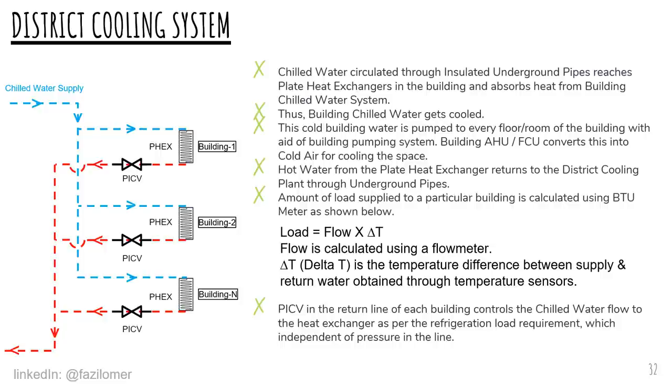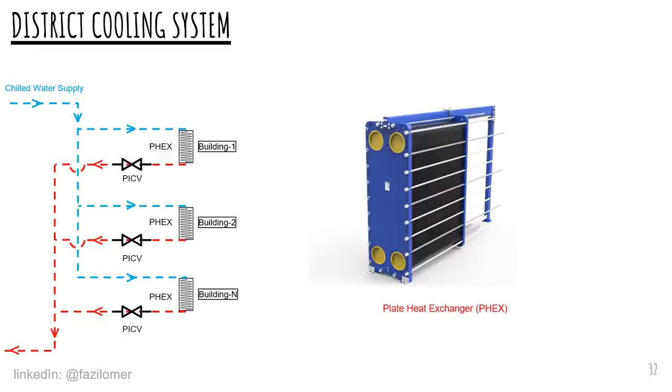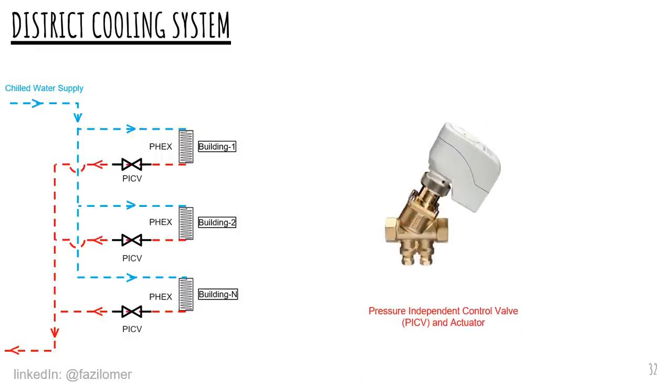Let us go through the pictures of these components. The construction stage picture below shows insulated supply and return pipes, which are laid underground. In the plate heat exchanger shown below, we can see the provisions provided with yellow caps for the supply and return water lines from the district cooling plant and from the building. Please note that these water channels are separated by alternate plates in the heat exchanger, and hence, these water channels do not mix with each other. A typical PICV with its valve actuator mounted on top of it.